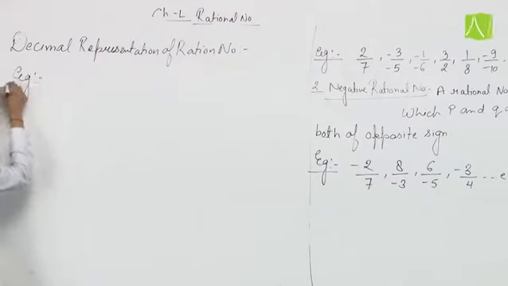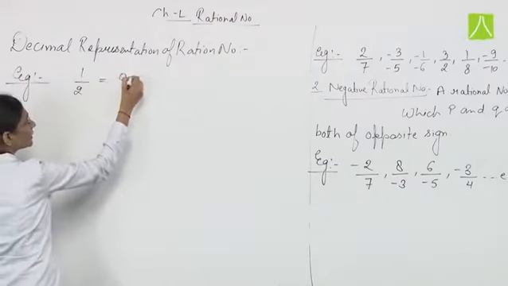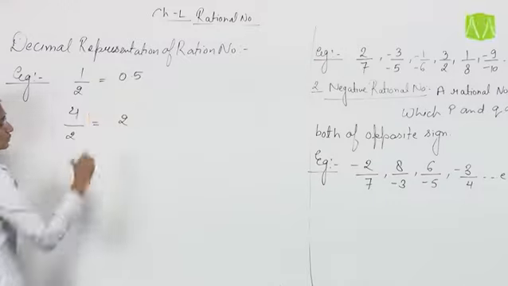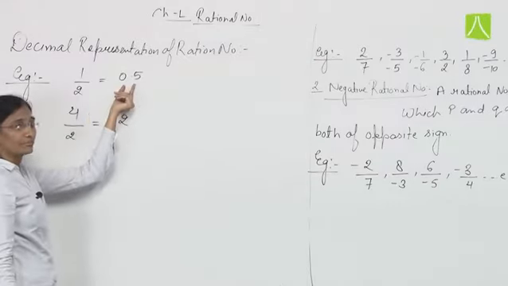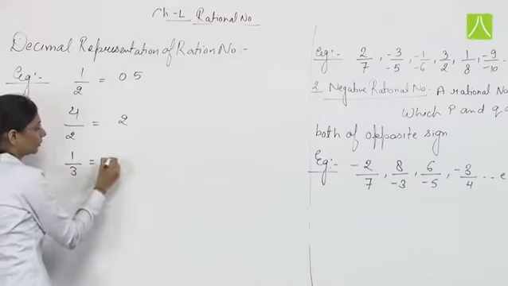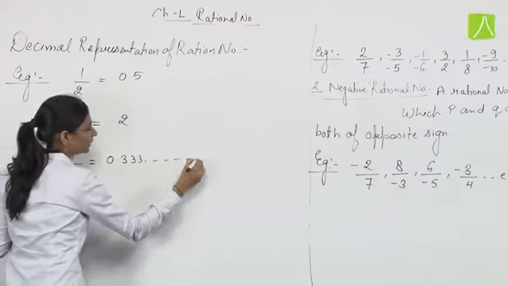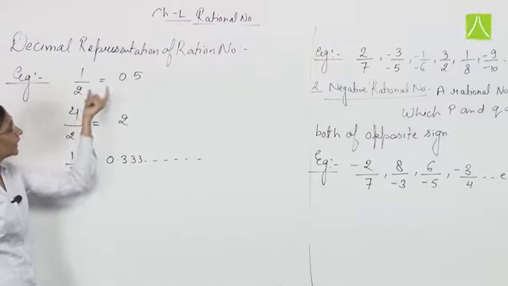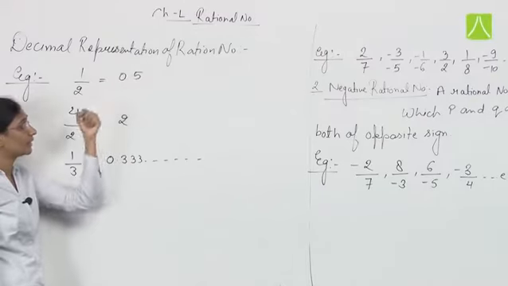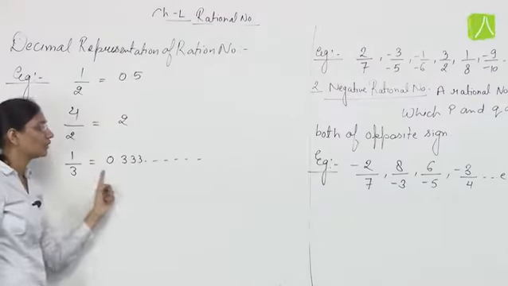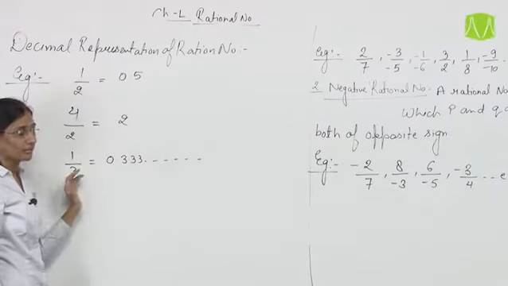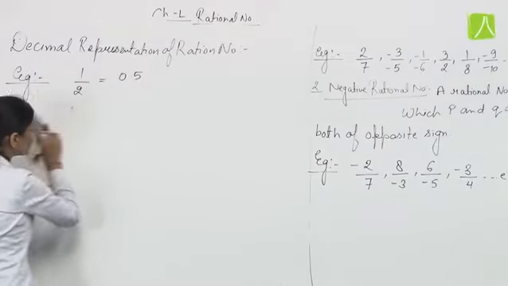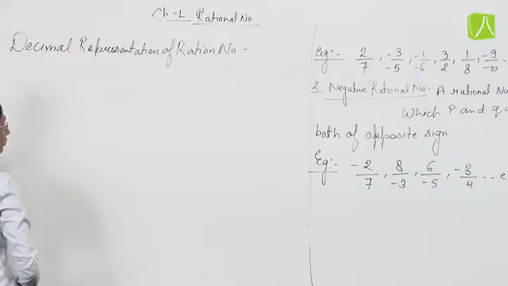Suppose 1 upon 2. 1 upon 2 is 0.5. 4 by 2, that is 2, is an integer. This is in decimal. 1 upon 3 is 0.333333. If we divide a numerator by its denominator, we get either a terminating decimal, or an integer, or a non-terminating and repeating decimal expansion. Therefore, rational numbers are divided into two types.